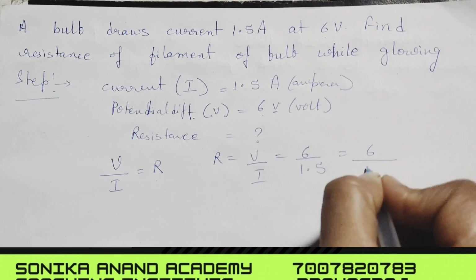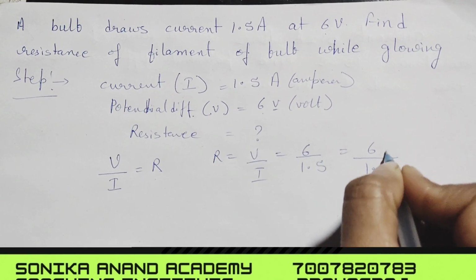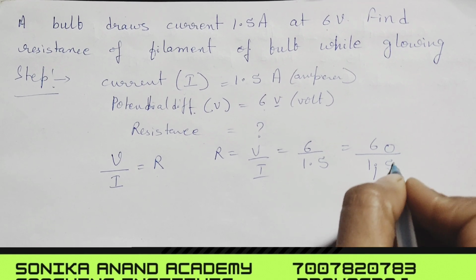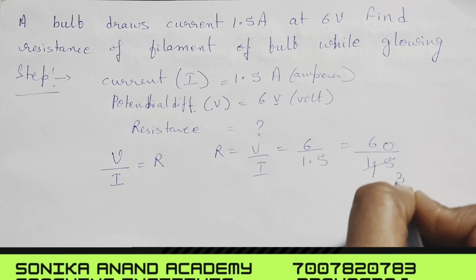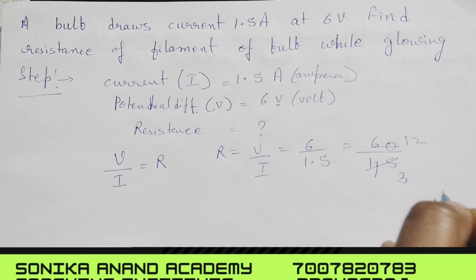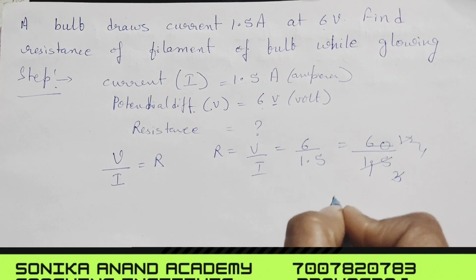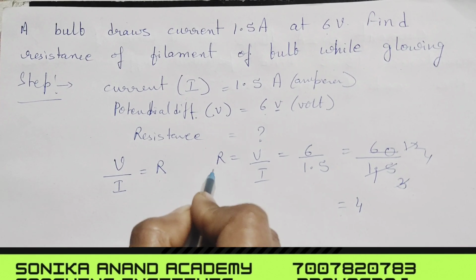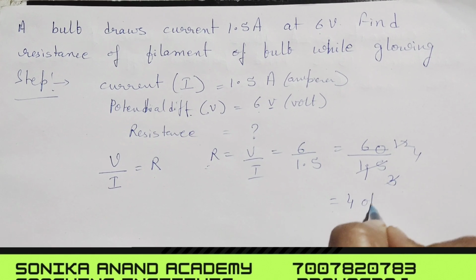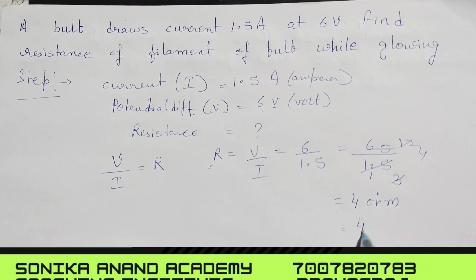Now how will we solve? We just remove this decimal, put 0 over here. Now 5 3s are 15 and 5 12s are 60, and 3 4s are 12, or 15 4s are 60, that means 4. Now the unit of resistance is ohm, so the answer is 4 ohms.